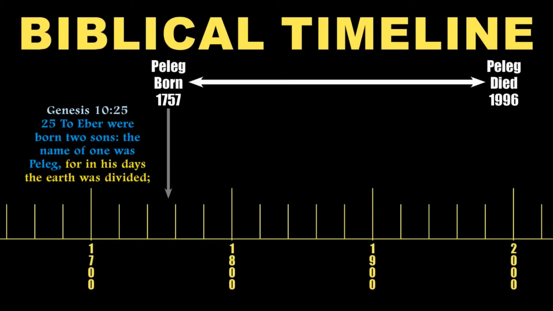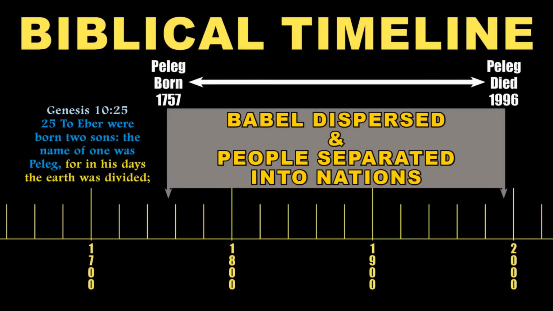Sometime between the year 1757 and the 239 years that Peleg lived until 1996, God dispersed and separated the people into the 70 original nations. That's a pretty solid span of time when the dispersion of Babel occurred. But is there any way to narrow the date of the dispersion closer? Yep, there sure is. Let's wipe this clean.